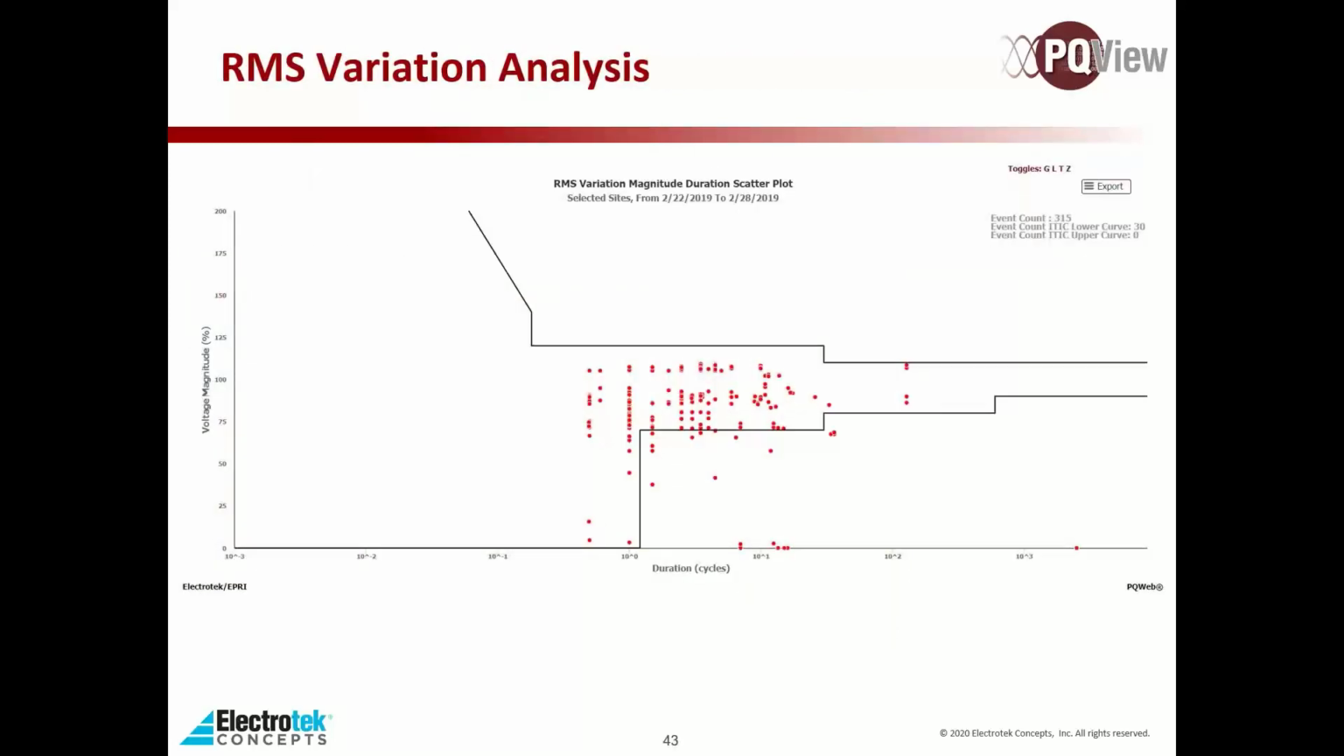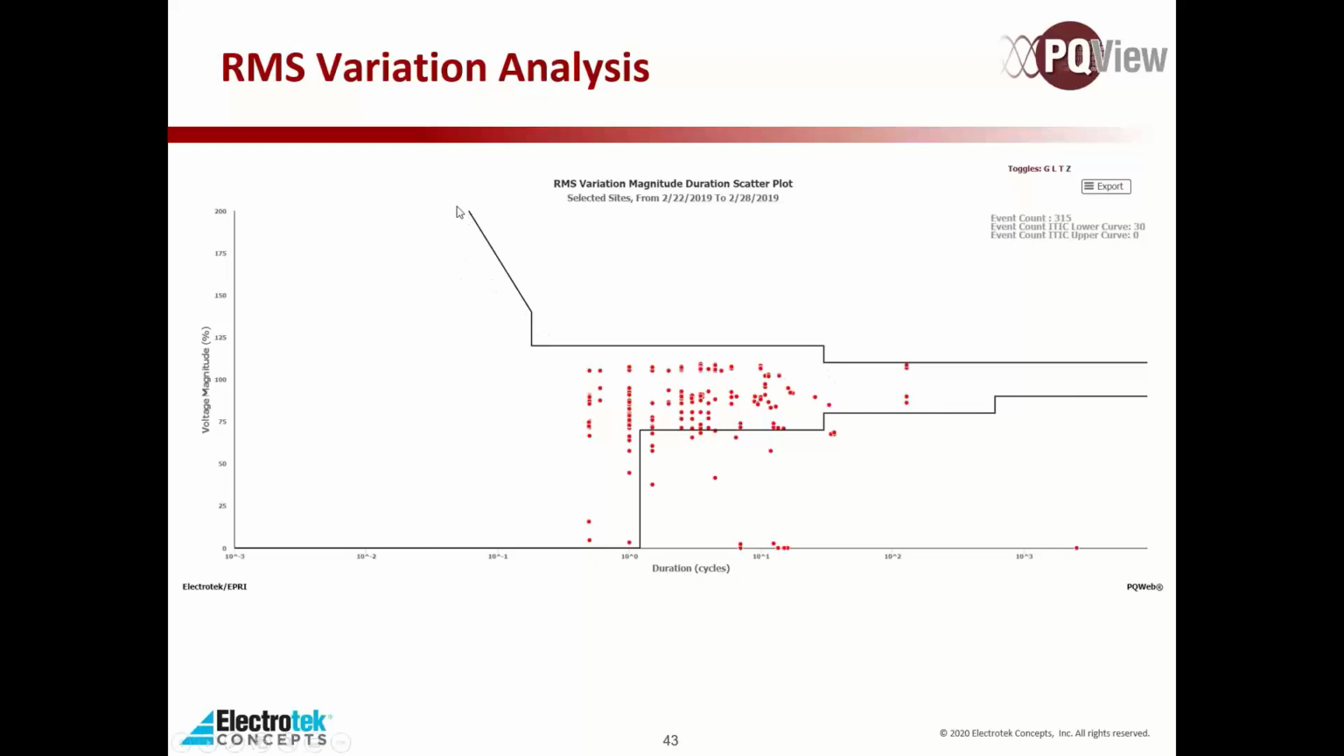Here, this is showing a magnitude duration plot. Most folks are probably familiar with this, but just in case you're not, let me give it a quick rundown. The x-axis here is the duration in cycles. It's logarithmic, 10 to the power 0, 10 to the power 1, 10 to the power 2, so 1, 10, 100, 1,000. And then this is the magnitude along the y scale here.